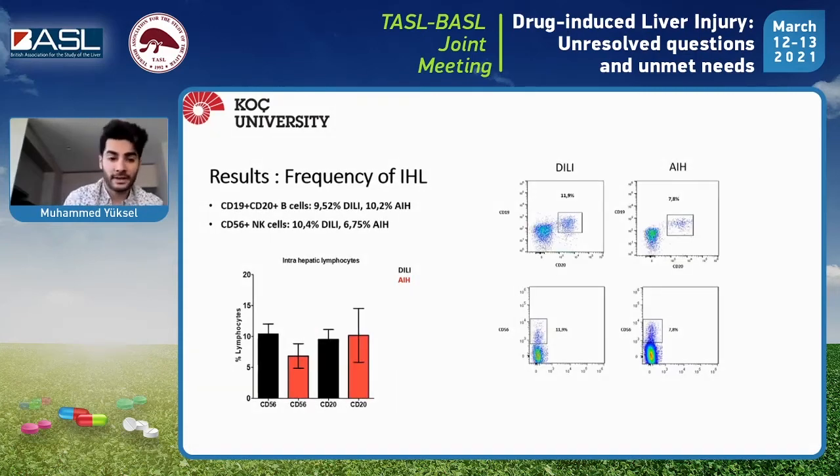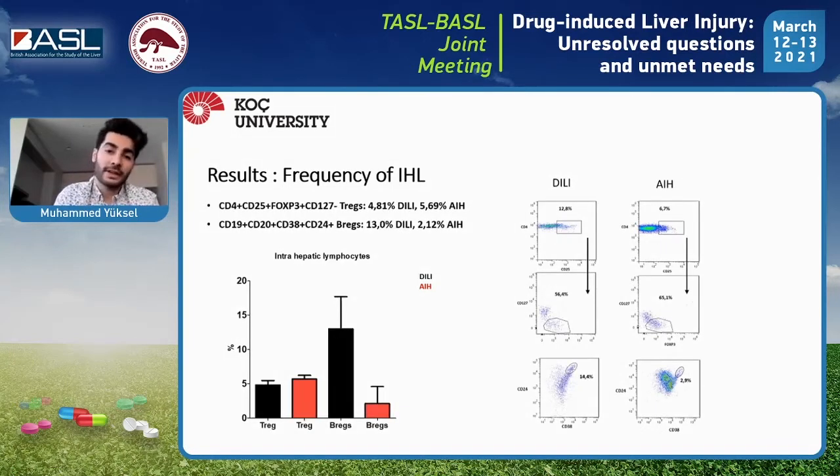Next, we have also investigated B cells, defined as CD19, CD20 double positive, and there wasn't any difference, no trend among the disease groups. However, there was a slight increase, let's say, of CD56 positive NK cells within the livers of DILI in comparison to AIH livers.